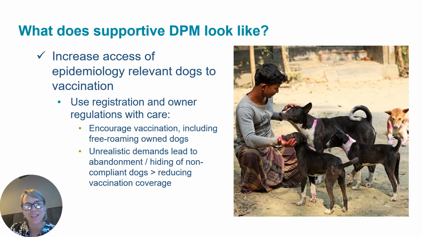Regulations need to have a clear outcome in mind, encouraging vaccination of all dogs, including those that free roam. The free roaming behaviour of dogs is actually not the problem for rabies control. It's unvaccinated dogs.